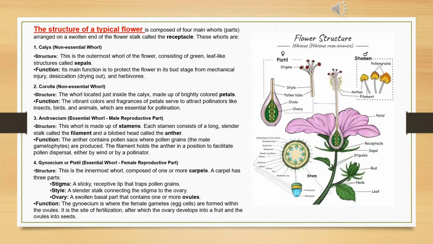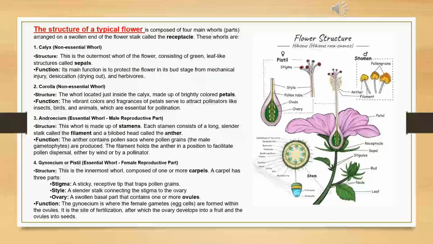Now, the third one is the androecium, an essential whorl, also called the male reproductive part. Now, what is the structure of the androecium? This whorl is made up of stamens. Each stamen consists of a long cylindrical stalk called the filament and the bilobed head called the anther. And what is the function of the anther? The anther contains pollen sacs where pollen grains, also called the male gametophytes, are produced.